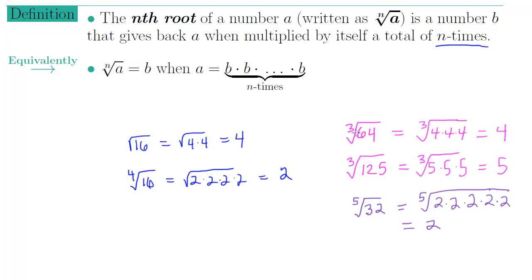So this is just generalizing the idea of a square root, and you're going to be looking for groups of identical factors that are bigger than 2. So here we're looking for a group of 4, a group of 3, a group of 5, etc.